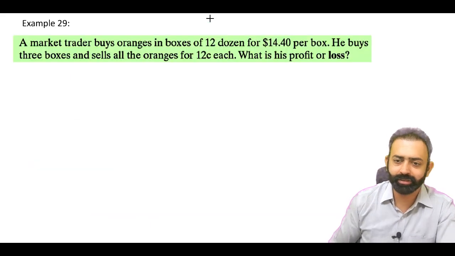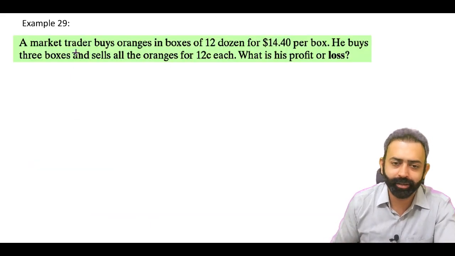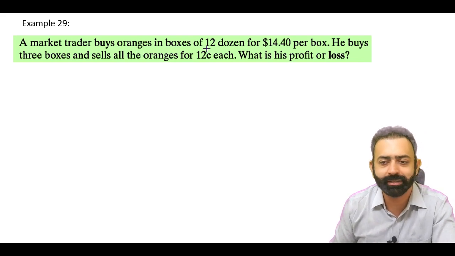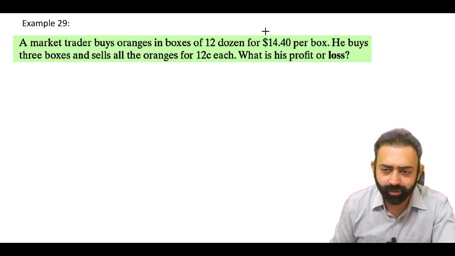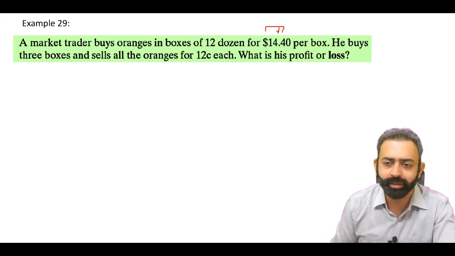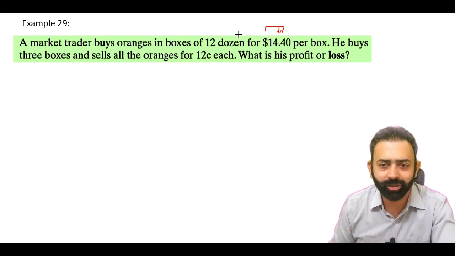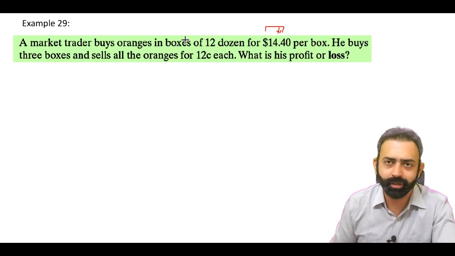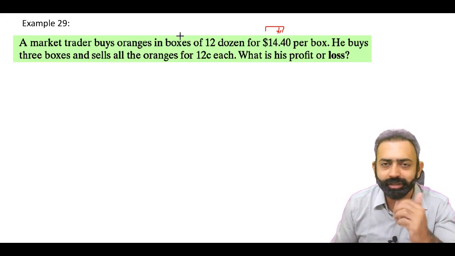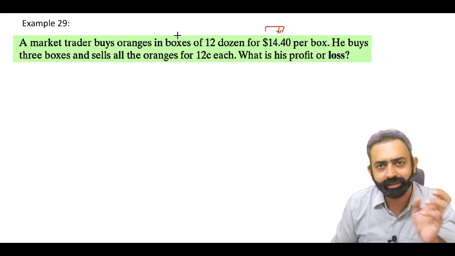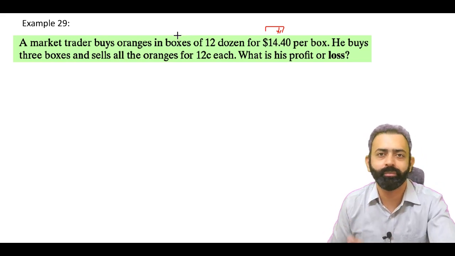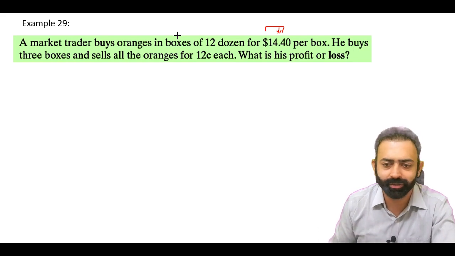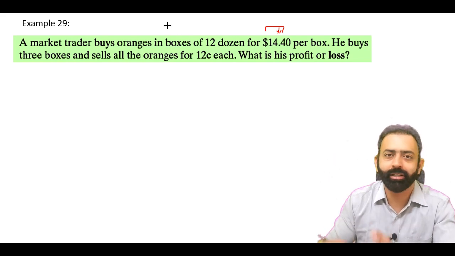So our first example is: a market trader buys oranges in boxes of 12 dozen for $14.4 per box. The cost of $14.4 is given per box, and in a single box we have 12 dozens of oranges. 1 dozen means 12 oranges, so in a single box we have 12 into 12 oranges, which is 144. This is the method that we will follow.